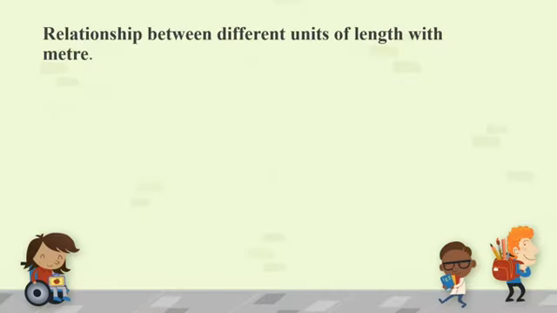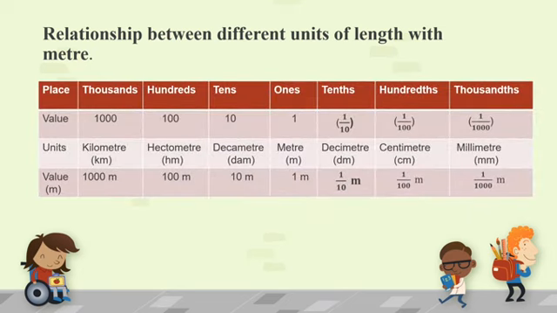Let's recap the relationship between different units of length with meter. As we have learned, the standard unit of length is meter. So keeping meter as the base unit, let's see the place value. This chart is going to help you understand the different units of length, how they are placed in the place value chart, and what the place value of each unit is. So meter, being the base unit, is placed here.